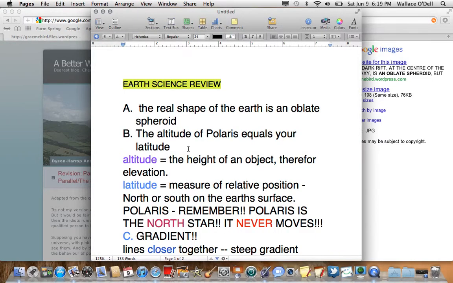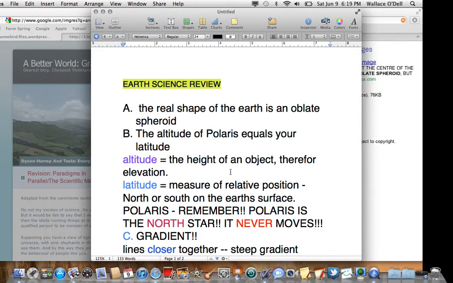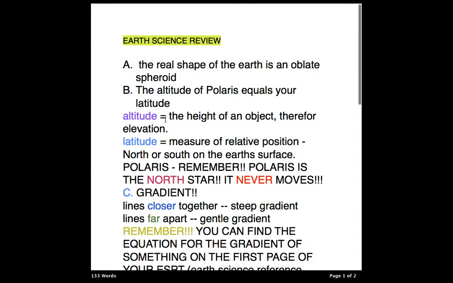Okay. B. Let's make this big again. The altitude of Polaris equals your latitude. So let's first look at the altitude. Let's read that one more time. The altitude of Polaris equals your latitude. What's altitude? Altitude is the height of an object. Therefore, elevation. So basically, the elevation of Polaris equals your latitude. But what is latitude? Latitude is the measure of relative position, north or south, on the Earth's surface. So the elevation of Polaris is equal to your position on the Earth's surface.